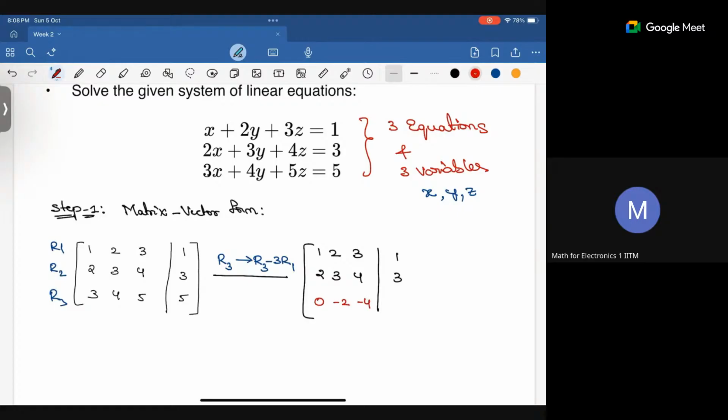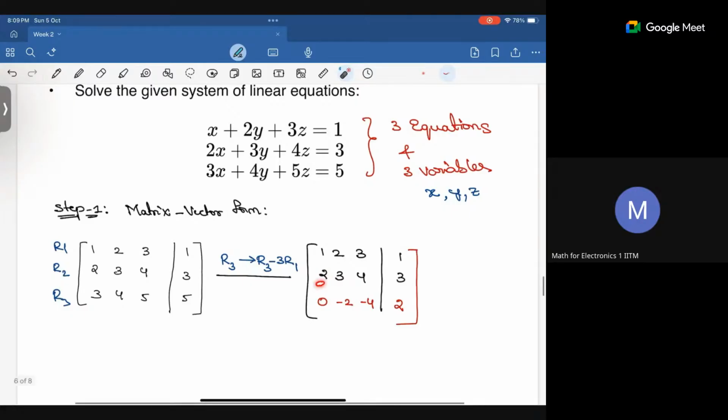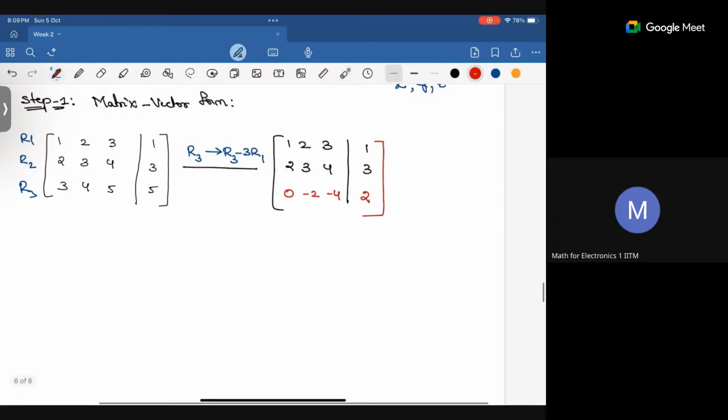So we should not stop here. We should also do the same thing to the right side of this vertical line also. So here 5 now will get changed to 5 minus 3 times 1, which is 3. So 5 minus 3 is 2. Right. So we have made this 0. Now our next target is this entry. Instead of 2, we have to make that 0.